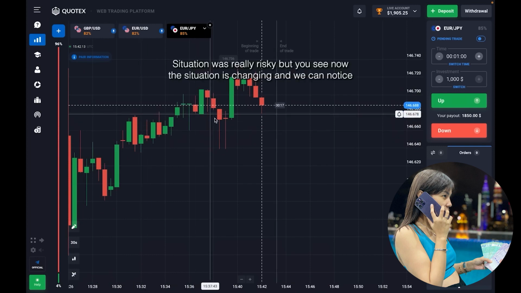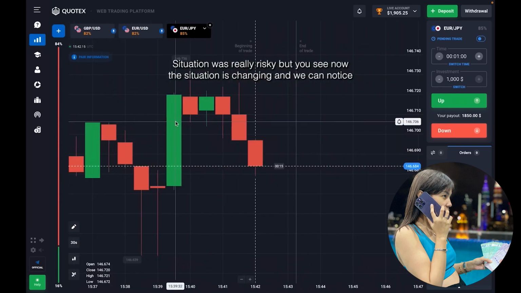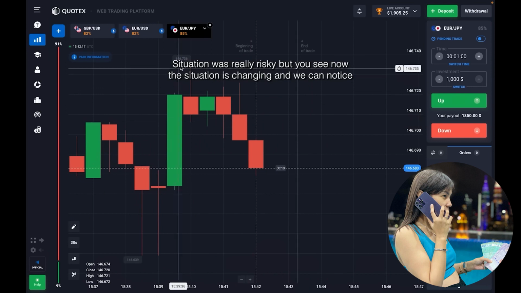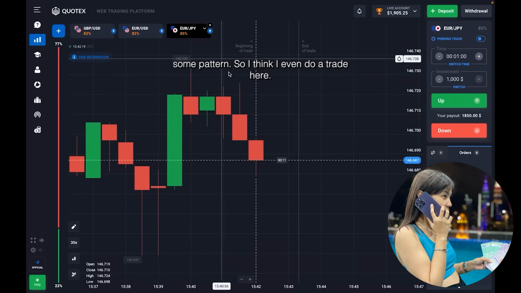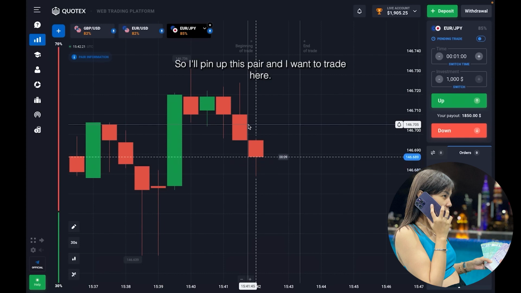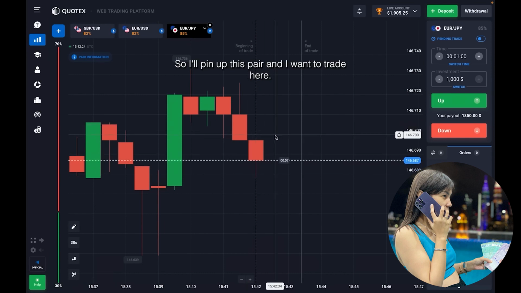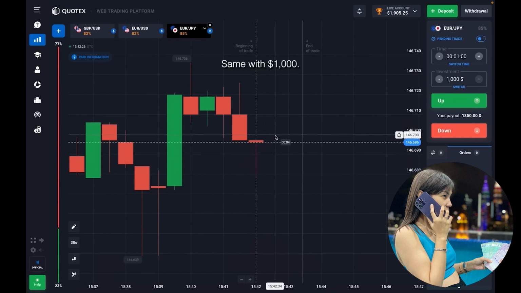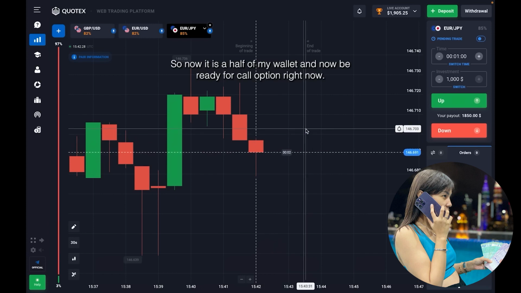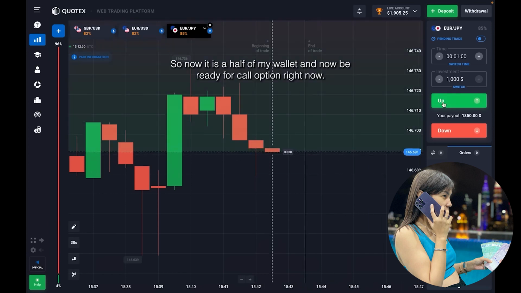The situation was really risky, but you see now the situation is changing. And we can notice some patterns. I think I will do a trade here and I'll pin up this pair and I want to trade here. So with $1,000, now it's half of my wallet, and now I'll be ready for a call option right now.